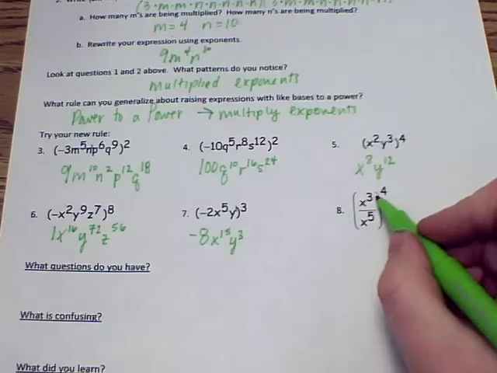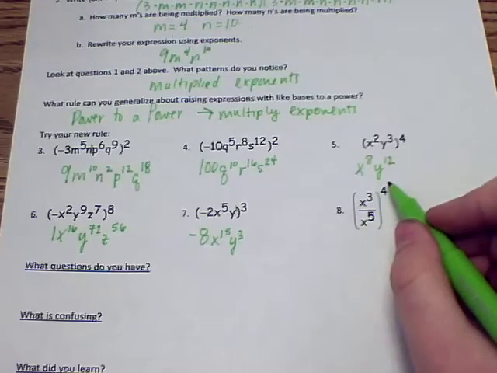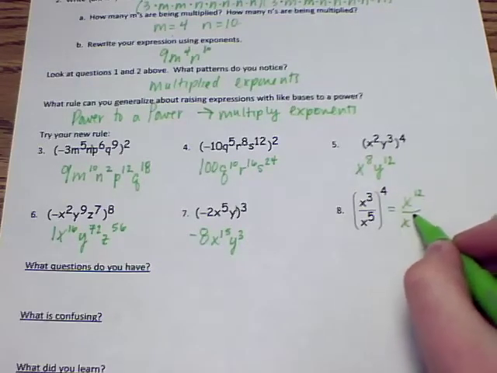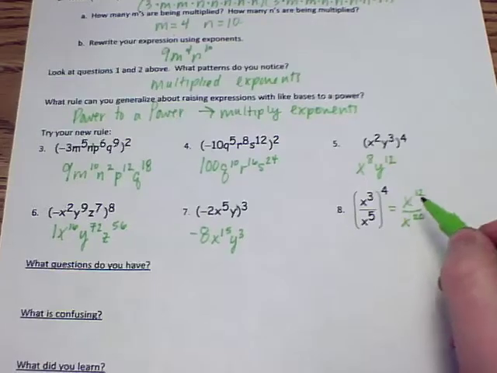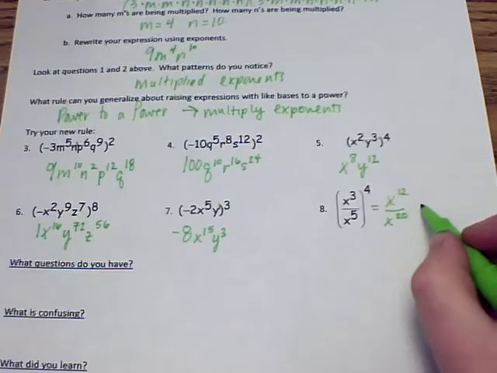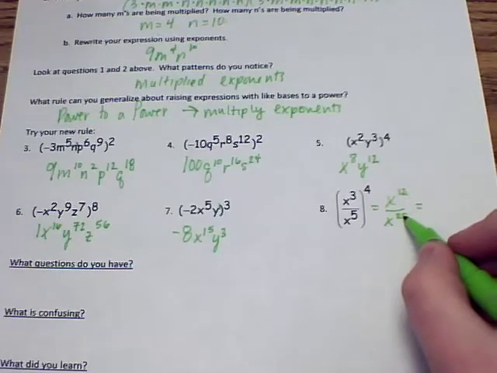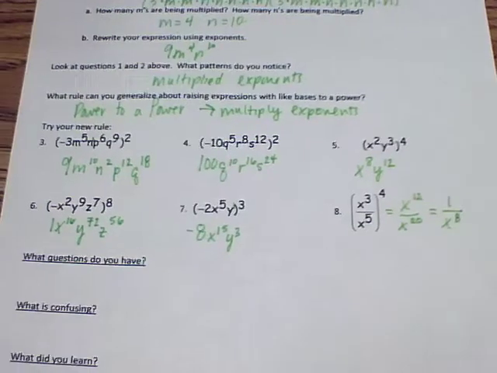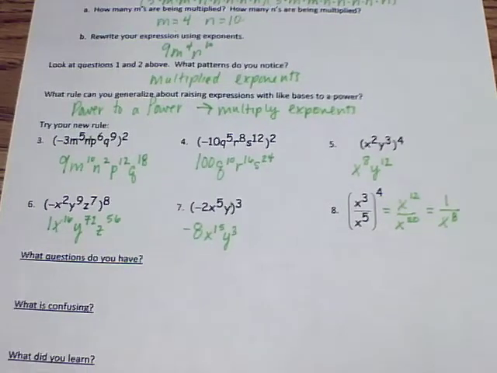Alright, number 8, I'm just going to multiply out to here. So this gives me x to the 12th over x to the 20th. Alright, well, if you remember from yesterday when we had division, let's go ahead and simplify this. 12 minus 20 gives me negative 8, so they go on the bottom. So my final answer is 1 over x to the 8.